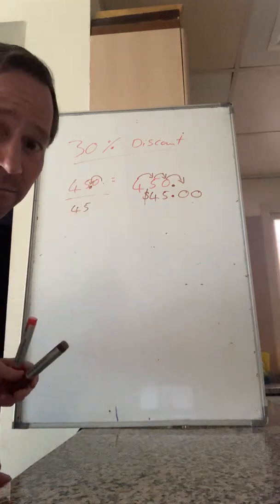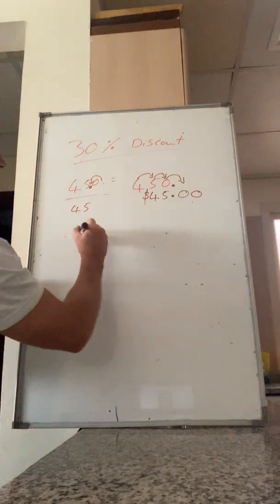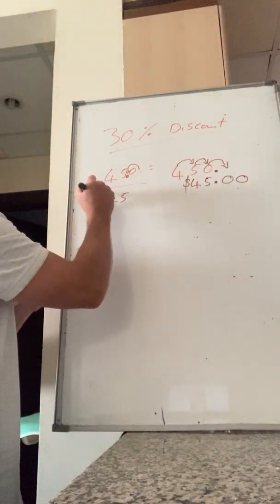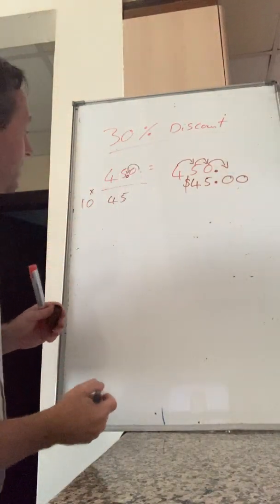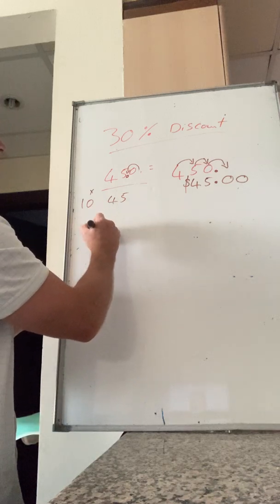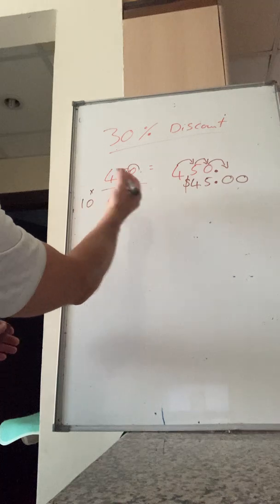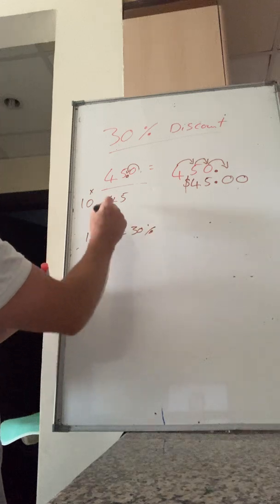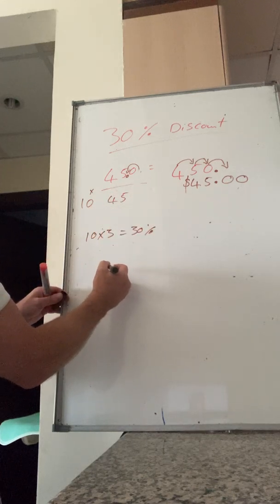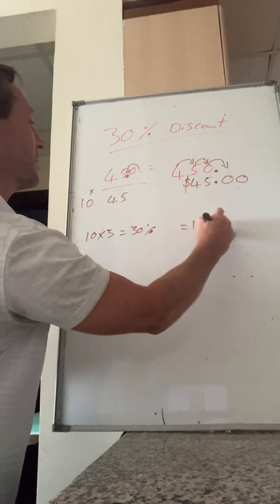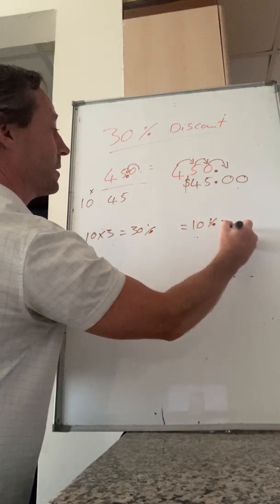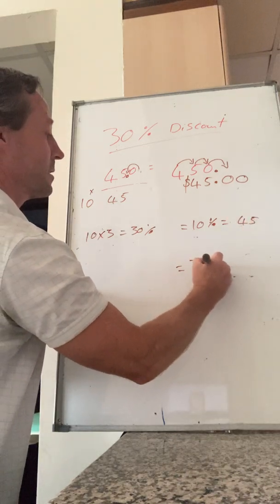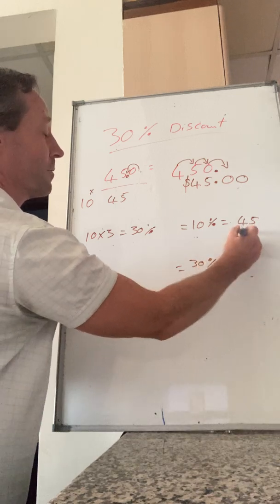Because it's 30%, if I look at that's 10%, I'm going to times it by 3 because we're looking at 30%. So what I do is 10 times 3 is 30%. If I do that, 10 times 3 equals 30%. I'm now going to do 3 times 45 because we know 10% of 450 is 45. So if I'm doing 30%, I'm going to times 45 by 3.